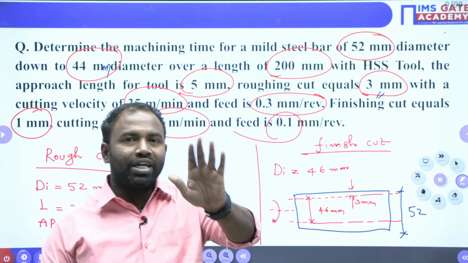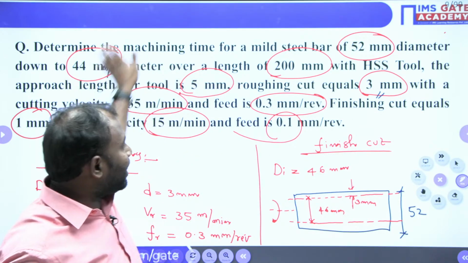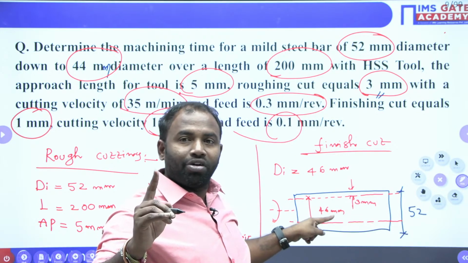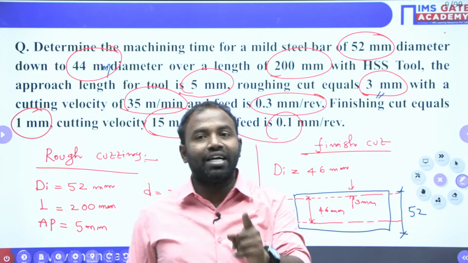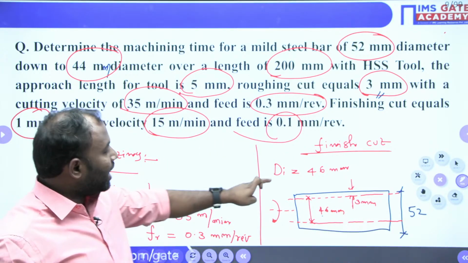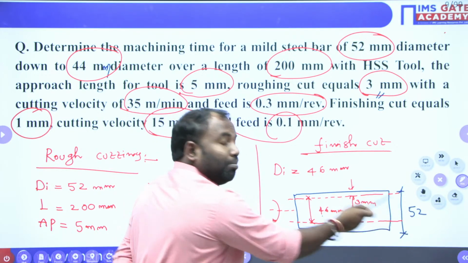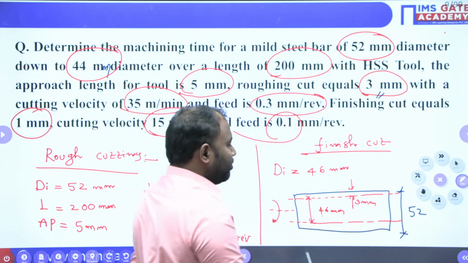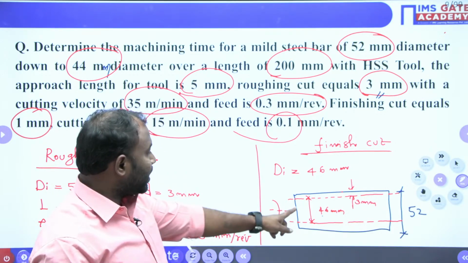Clear everybody? Try to understand why I have taken the finishing cut initial diameter as 46: because in the rough cut, because of the 3 mm depth of cut, 52 mm is reduced to 46 mm. Now the finishing cut is going to take place on 46 mm. That is what you have to understand. That is the beauty and the trick in the question. If the rough cut depth of cut is 3 mm, during turning of 52 mm, 3 mm from the top side and 3 mm from the bottom side will be gone. So 52 minus 6, you get 46. Clear everybody?